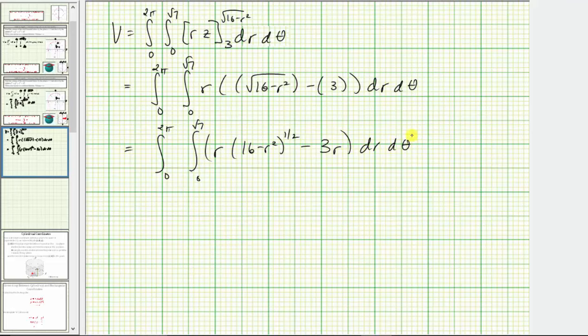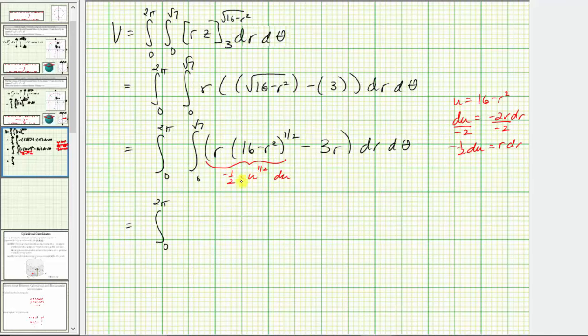And now we integrate with respect to r. When integrating here, though, we need to perform u substitution, where u is equal to 16 minus r squared. Differential u is equal to negative 2r dr. Dividing both sides by negative 2, we have negative 1/2 du equals r dr. Which means when integrating here, we'll have an extra factor of negative 1/2. In terms of u, we'd have negative 1/2 du times u to the 1/2.